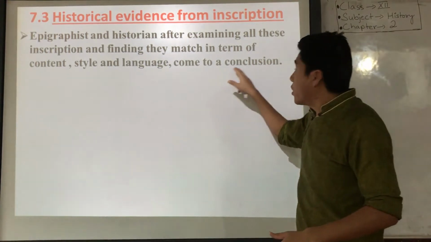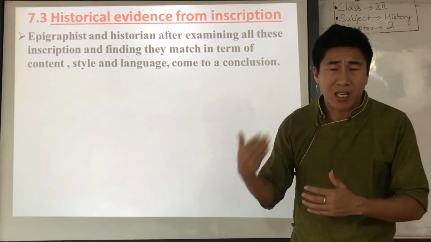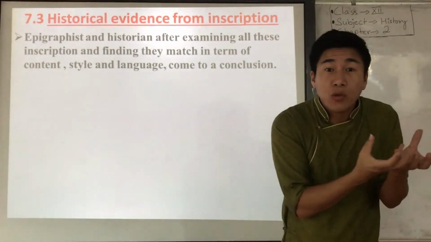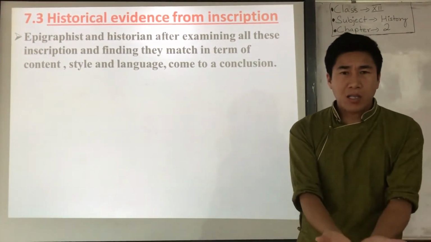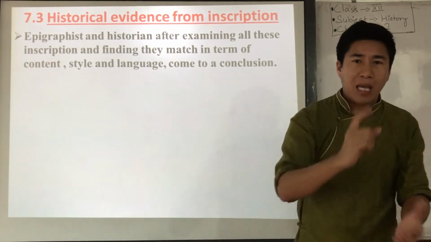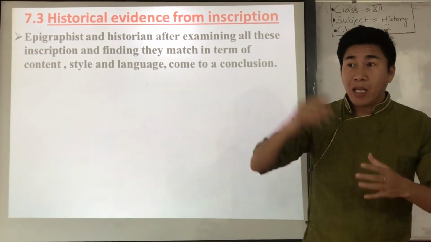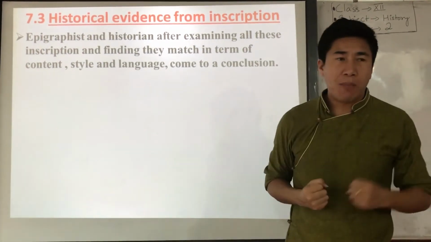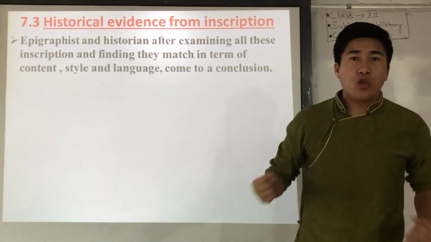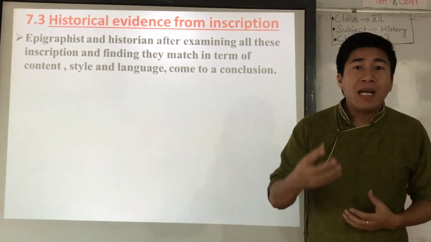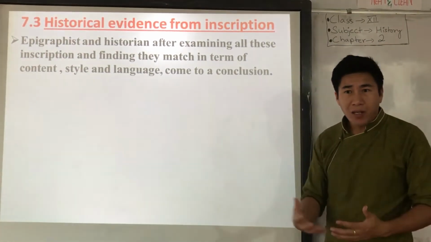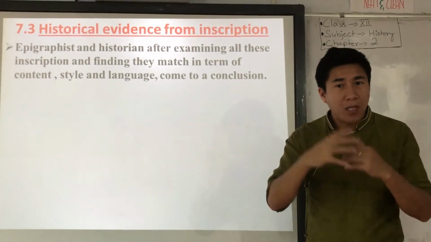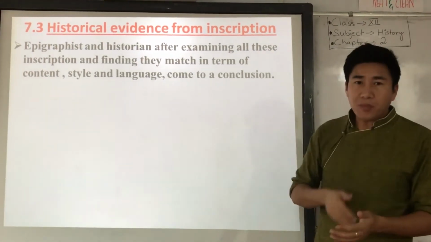After lots of this painstaking process, by doing lots of study, they came to the conclusion that all these inscriptions belong to the same king, that is Ashoka. And this Ashoka adopted different kinds of titles like Devanampiya and Priyadasi. These are the different titles adopted by King Ashoka. So through that way, historical evidence from inscription: by studying the inscription, they find the evidence.